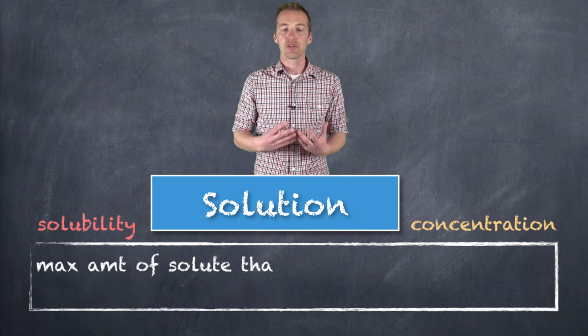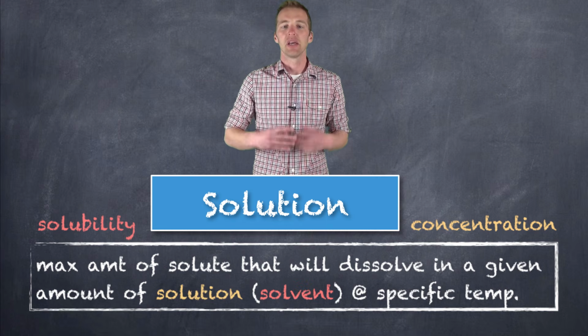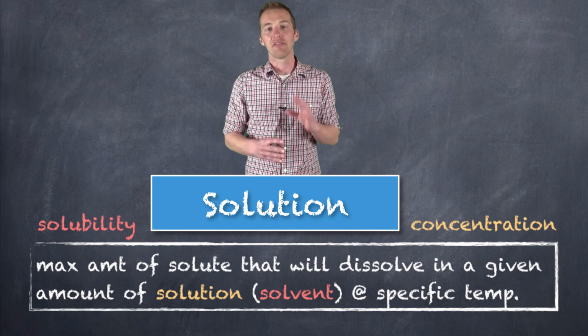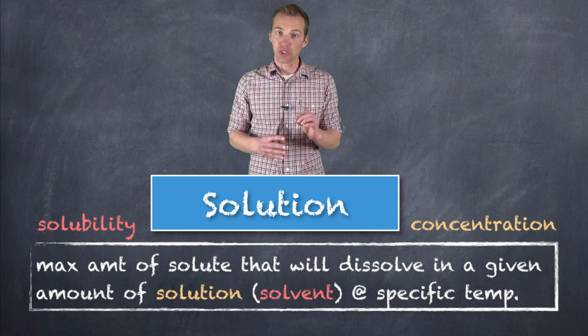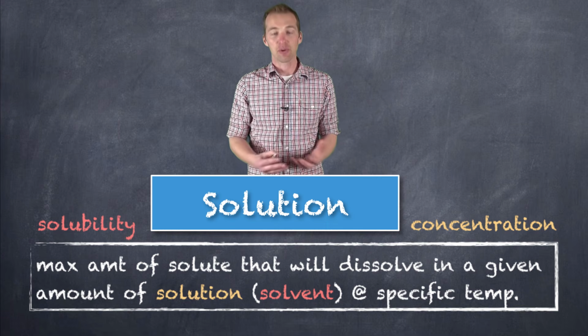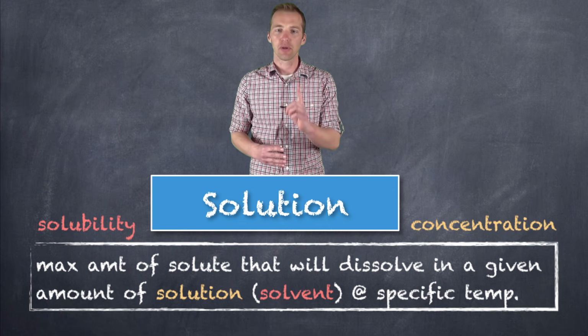So when we deal with these two substances, it's the maximum amount of solute, remember the thing that is dissolved, that will dissolve or dissociate in the case of an ionic compound in a given amount of solution when we're dealing with concentration and in a given amount of the solvent when we're dealing with solubility. And of course, these both have to occur at a specific temperature. So again, let's pay very close attention to that.